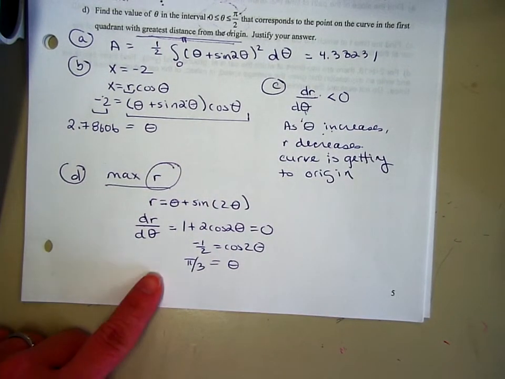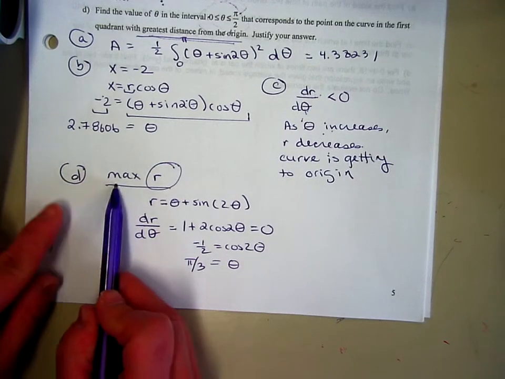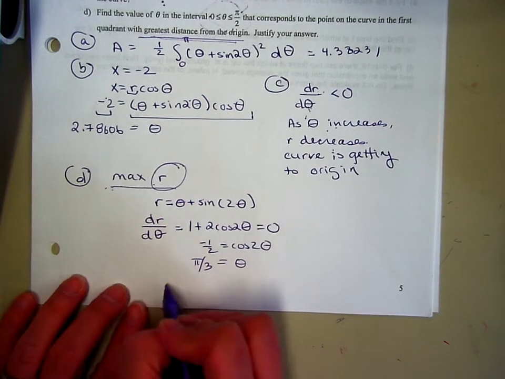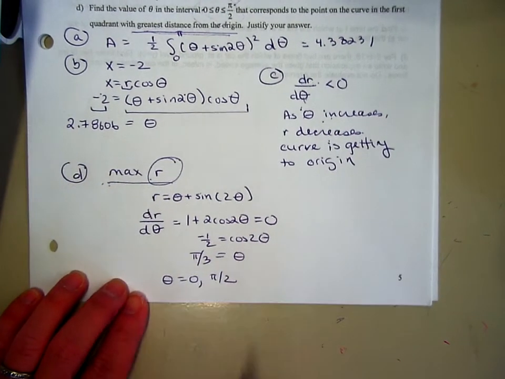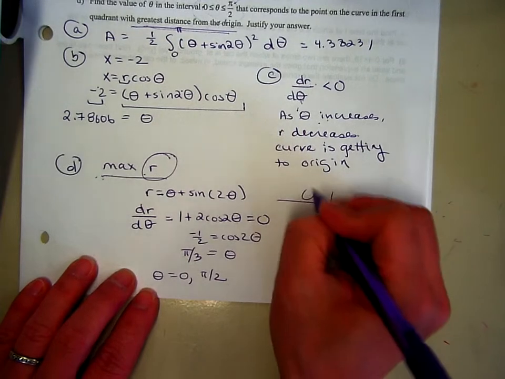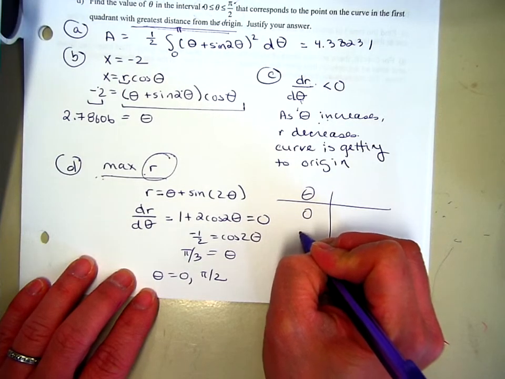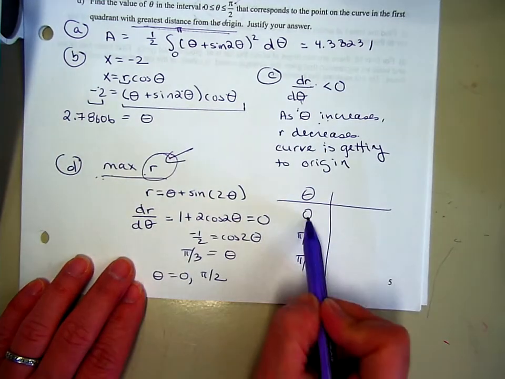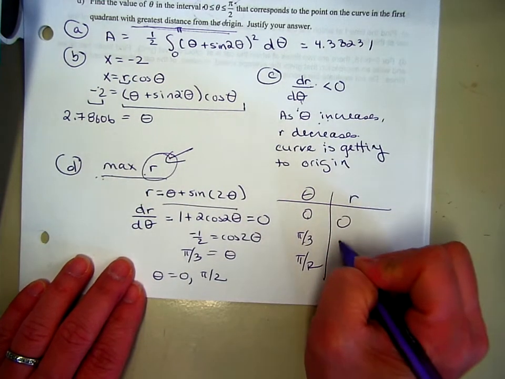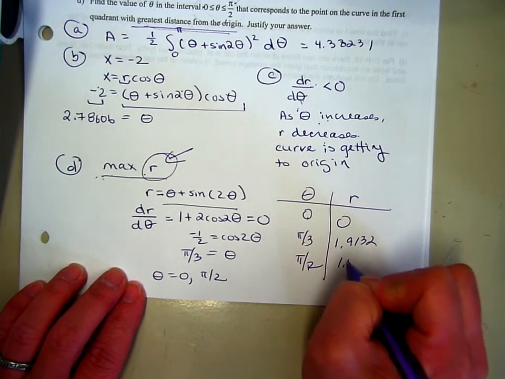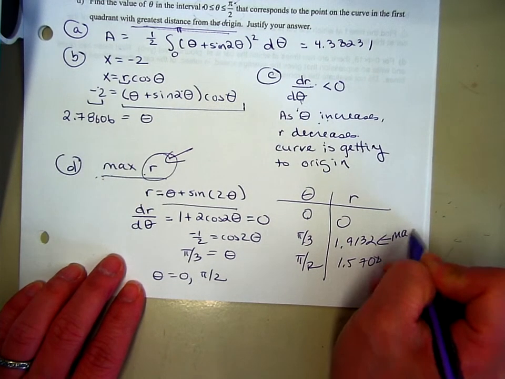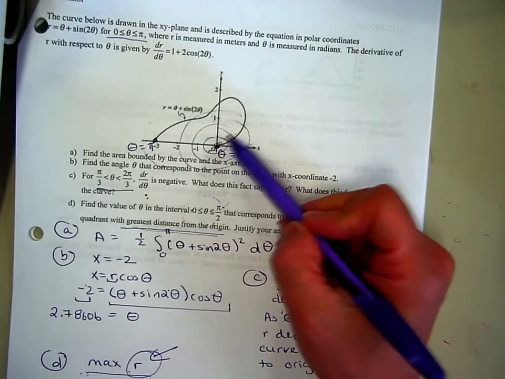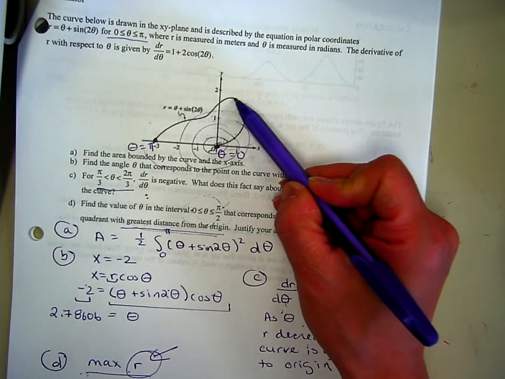So that's your critical number, but I want the absolute max. When they don't put relative, it implies absolute, so I also need to check endpoints. So my endpoints are 0 and pi halves. So these are my 3 possibilities. So I'm going to check my possibilities, 0, pi thirds, and pi halves. And what am I trying to maximize? R. So I'm going to take these, plug it back into your R value, and use your calculator to punch this out. The biggest number that I get is your maximum R, and it happens when theta equals pi thirds. So the greatest distance from the origin, which is probably somewhere over here, is at theta equals pi thirds.